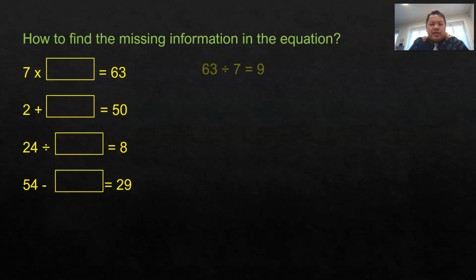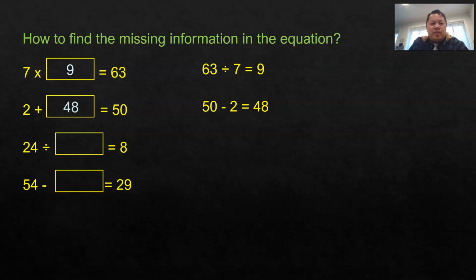First things first, let's look at this. I have a situation: 6 times something will give me 63. So one easy way is just to do the reverse, which is 63 divided by 7 to get 9. Next question, 2 plus what to give you 50? Again, the opposite of plus is minus. So 50 minus 2 is 48. It makes sense, 2 plus 48 equals 50.